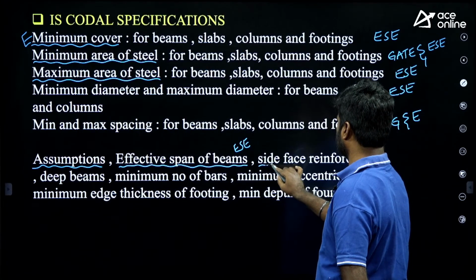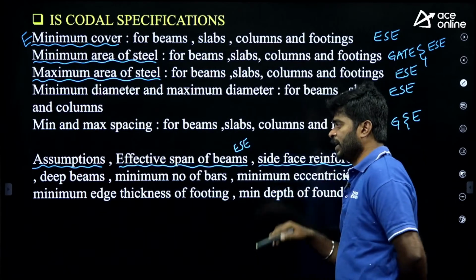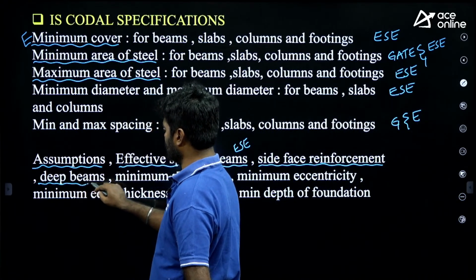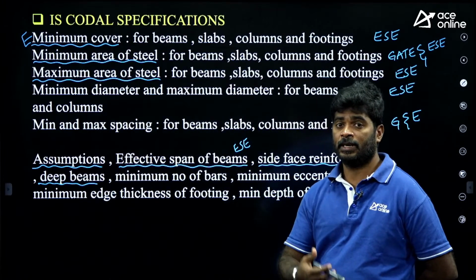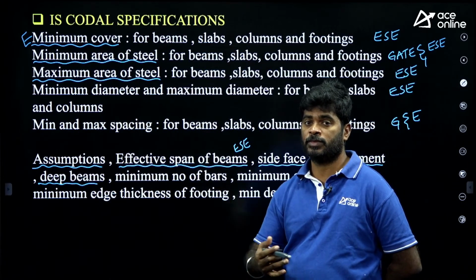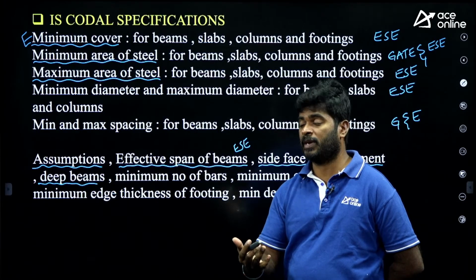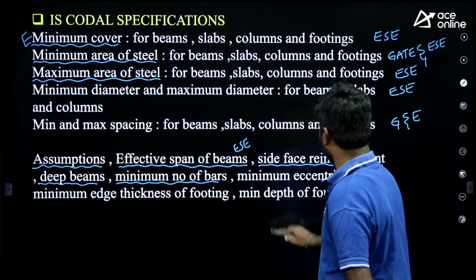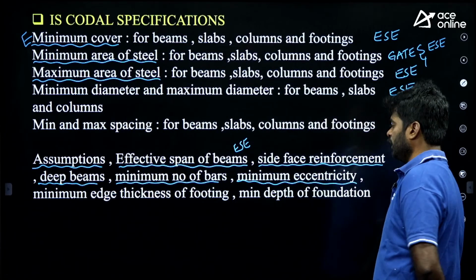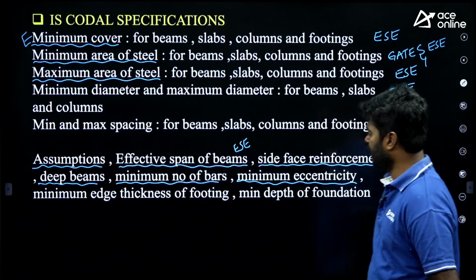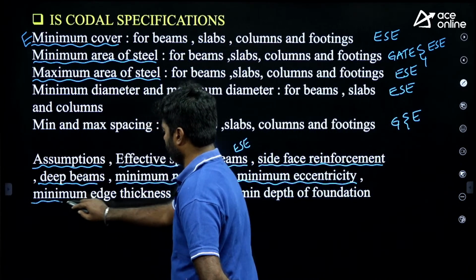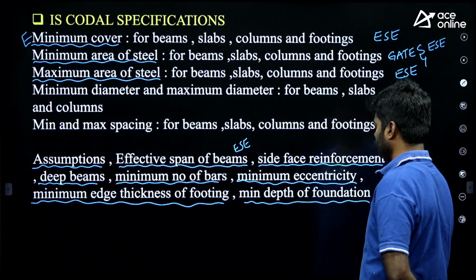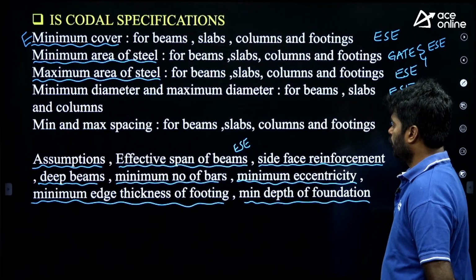Then side face reinforcement is important for both GATE and ESE. Deep beams are important for ESE. When do you say a simply supported beam is a deep beam? Similarly, when do you say a continuous beam is a deep beam? Then minimum number of bars, ESE only. Minimum eccentricity, both GATE and ESE. Minimum edge thickness of footing, ESE. Then minimum depth of foundation, both GATE and ESE.